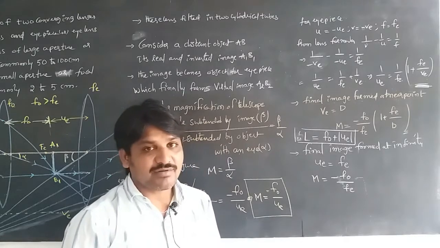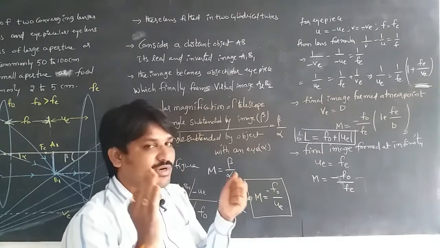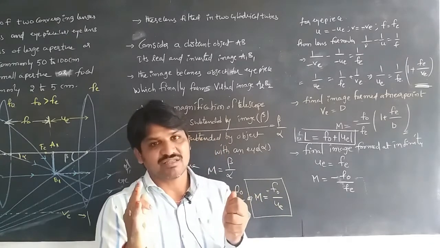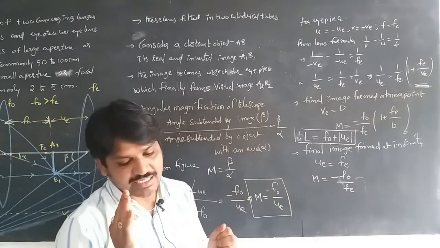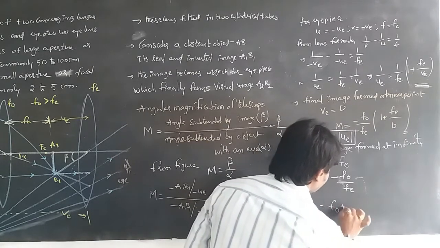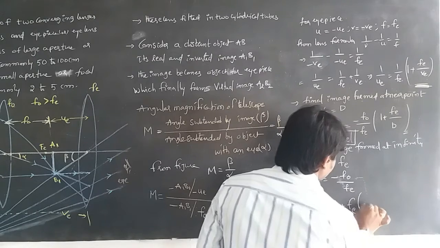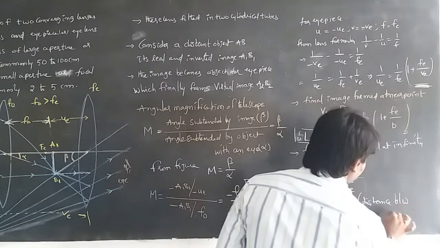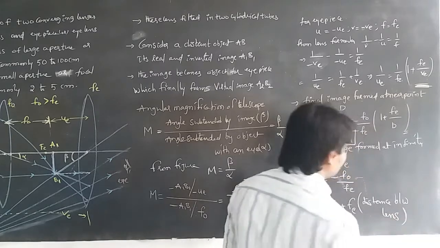Then whenever the image is formed at infinity, the distance between the two lenses will be L is equal to F naught plus FE. L is equal to F naught plus FE. This is the distance between the lenses.